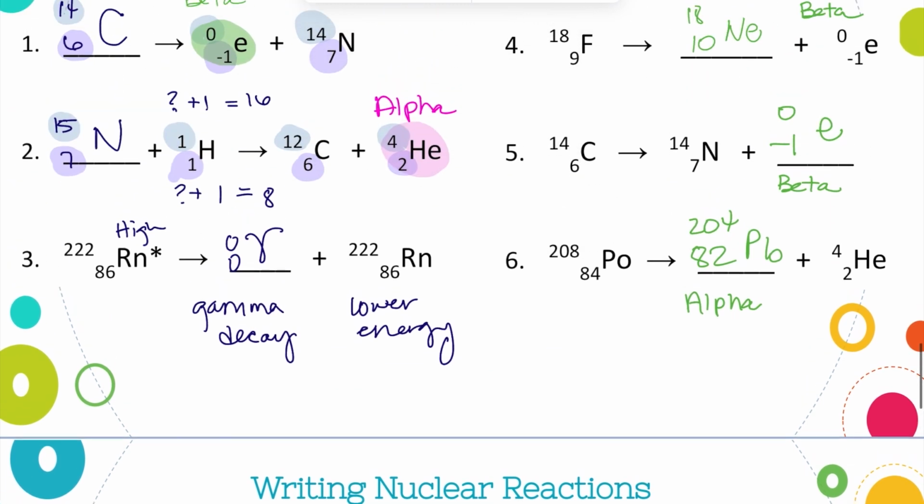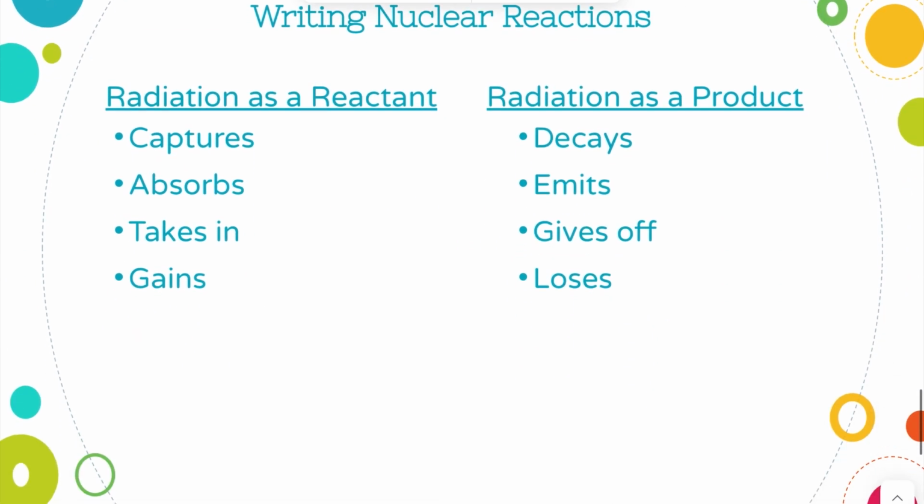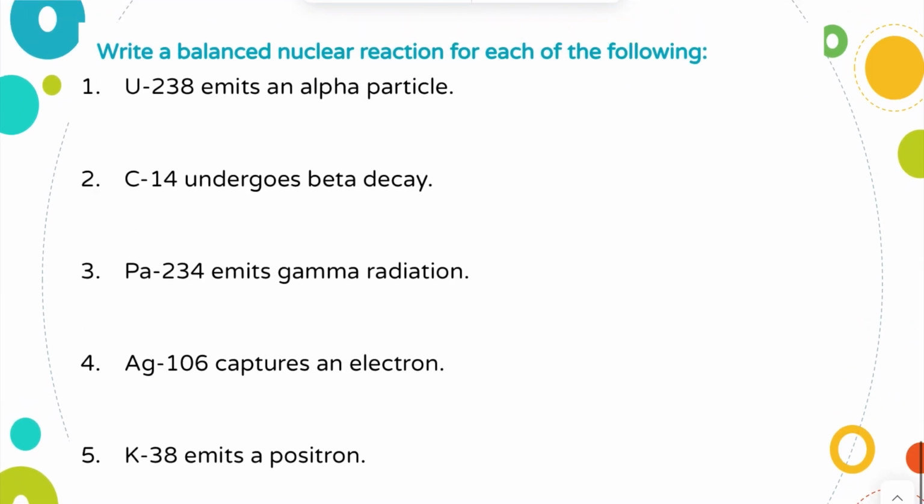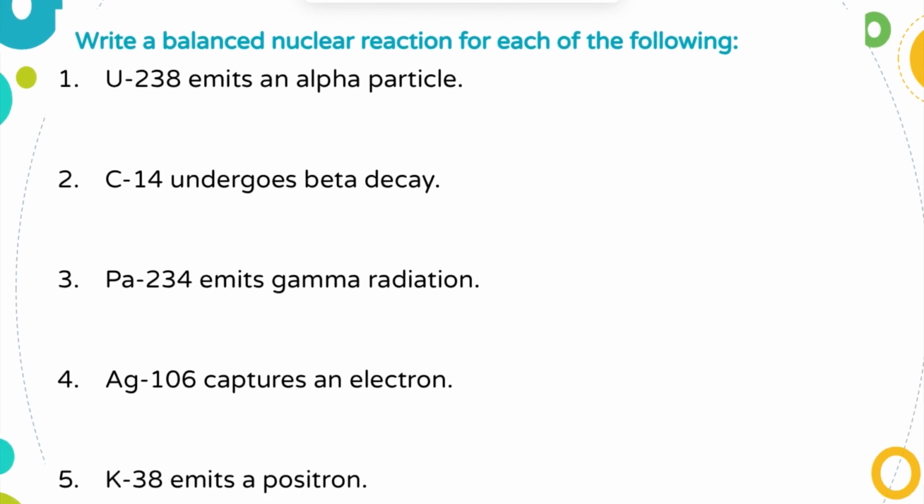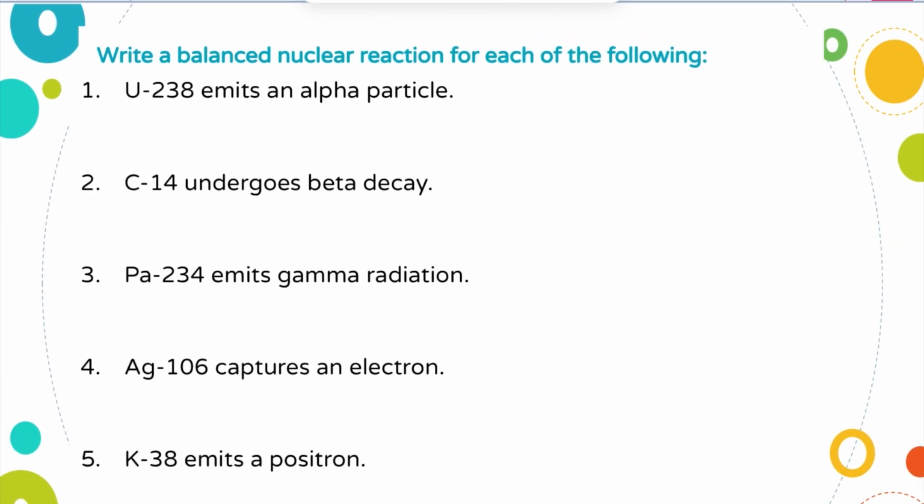So we aren't usually told everything if we're talking about a nuclear reaction, because we can figure out those missing pieces using our periodic table, like we did to fill in the blanks here. All right, so our last piece here: writing a balanced nuclear reaction for each of the following. So we are going to have some things that we're going to need to fill in. If you feel comfortable, you're welcome to go ahead and try these on your own, and then check back with the answers. So U-238 emits an alpha particle.